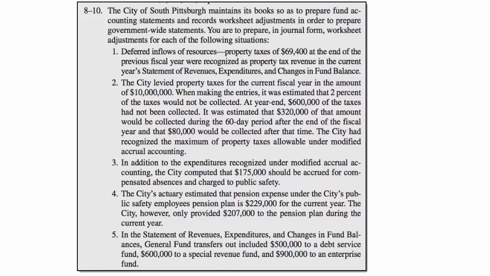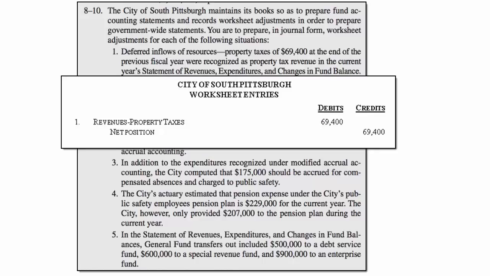The first situation, deferred inflows of resources. Property taxes of $69,400 at the end of the previous fiscal year were recognized as property tax revenue in the current year's statement of revenues, expenditures, and change in fund balance. Okay, and now you see how you would make that journal entry. You would debit revenues - property taxes as your worksheet entry, and you would credit net position in the amount of $69,400.